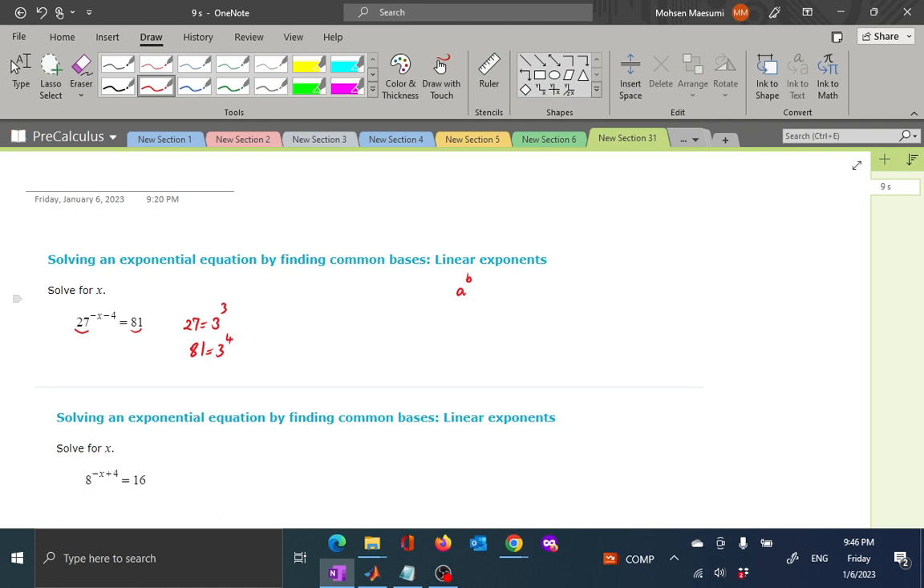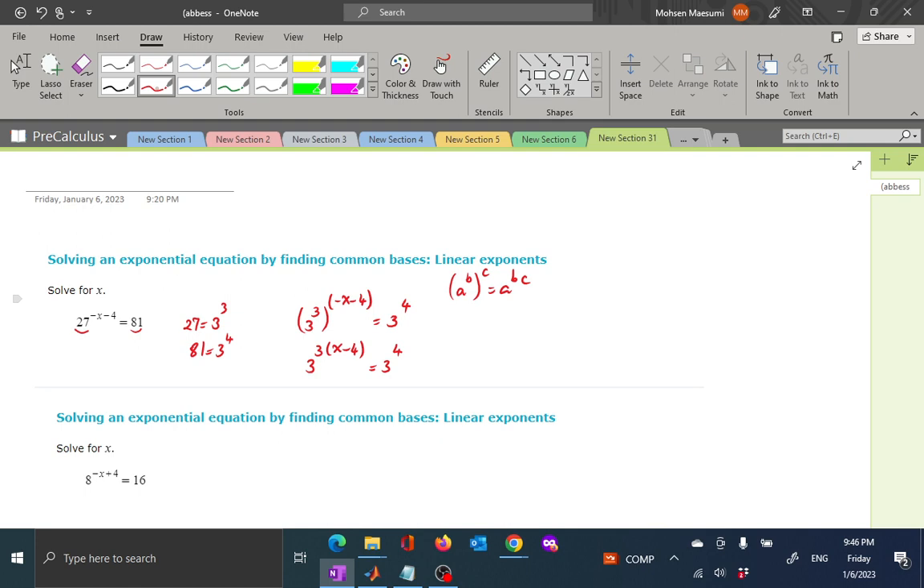So I write the left hand side, instead of 27, as 3 cubed to the power of minus x minus 4, and the right hand side is 3 to the power of 4. Remember that if you have a to the power of b to the power of c, it's going to be a to the power of bc. So on the left I can write 3 to the power of 3 times x minus 4, and on the right hand side I have what I had before.